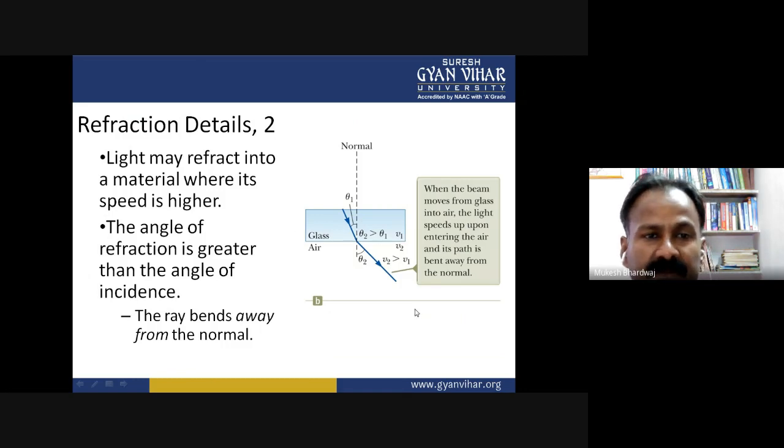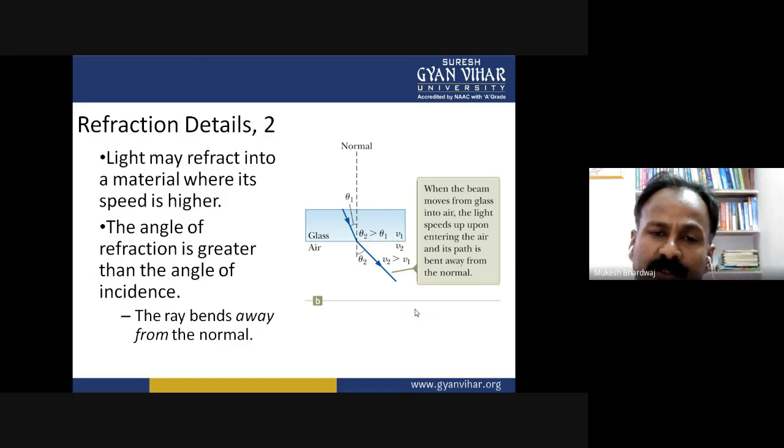Light may refract into a material where its speed is higher. The angle of refraction is greater than the angle of incidence. So we come to the conclusion that when light travels from a rare medium to a denser medium, its velocity decreases and the bending of light takes place, and the bending of light is more towards the normal.